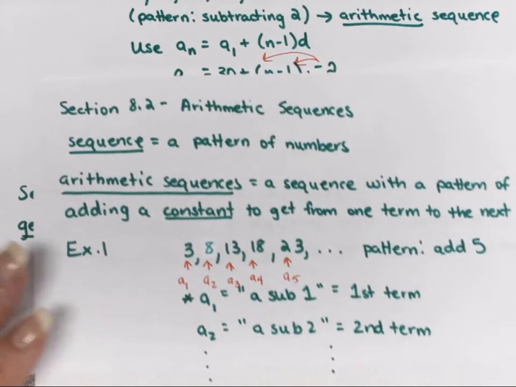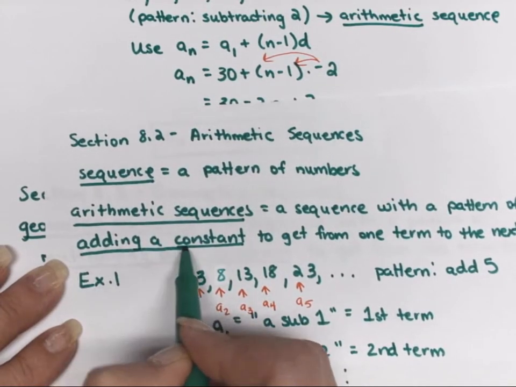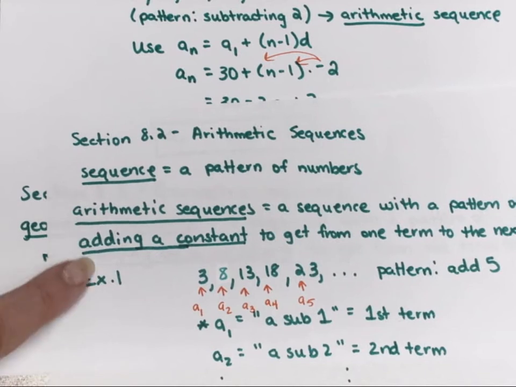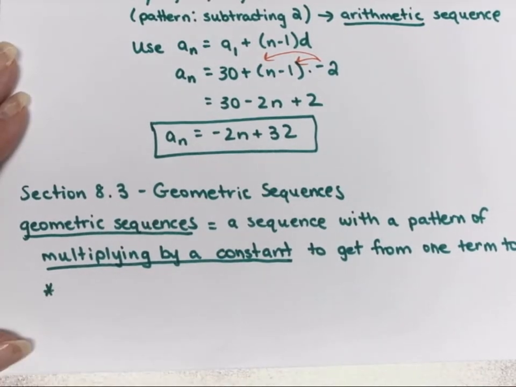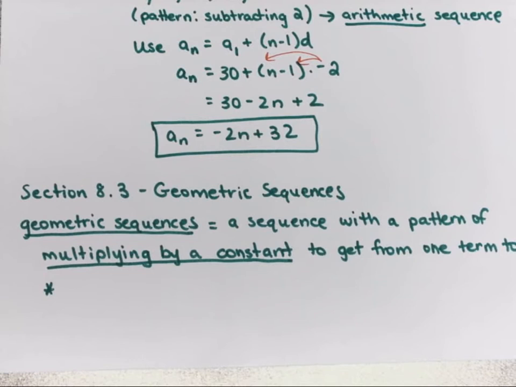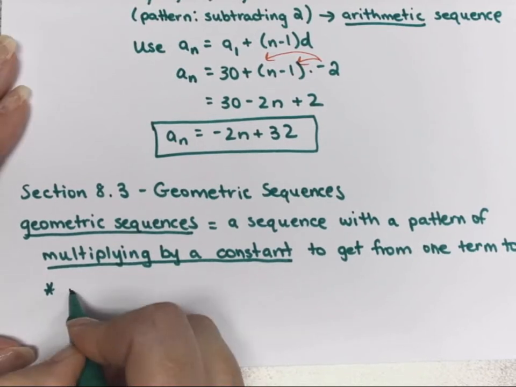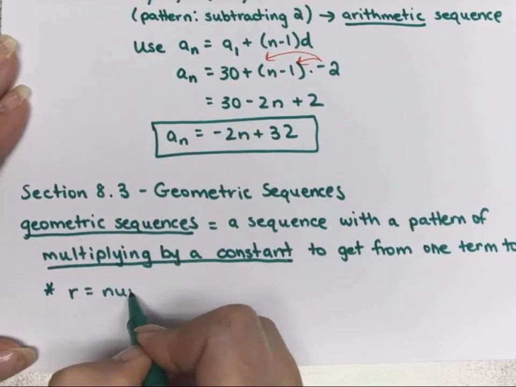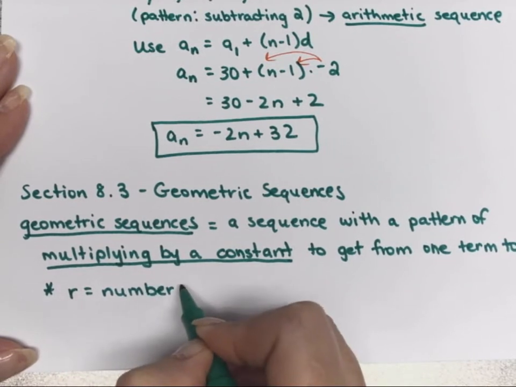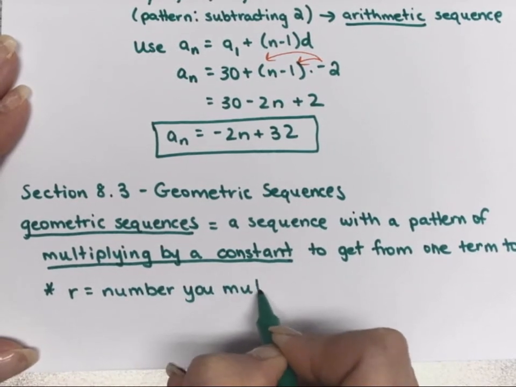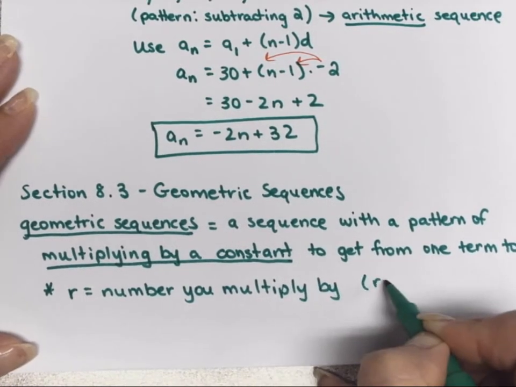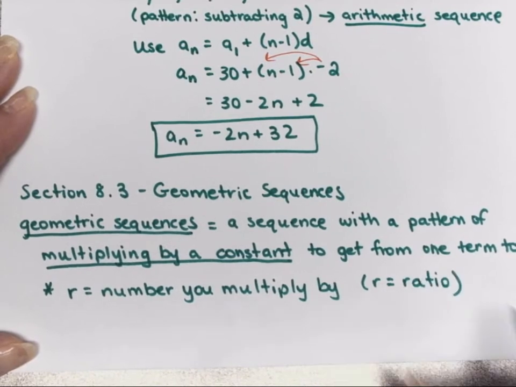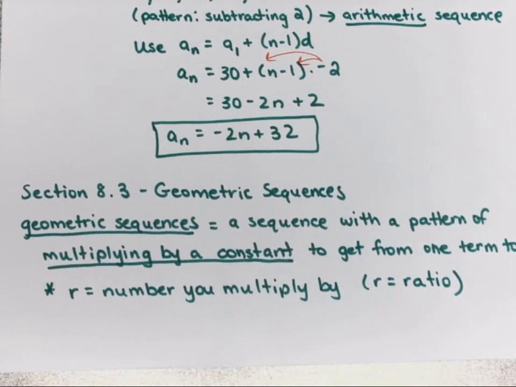So maybe let's flip your notes back. Maybe here we'll just underline adding a constant. Okay, that's the only difference between what we talked about back here, right? Arithmetic sequences, we're adding a constant, and here we're doing what? We're multiplying by a constant. So the a sub 1, a sub 2 thing, that stays. Okay, but this time instead of d, we use the letter r. And this is the number you're multiplying by. R stands for ratio, whereas d stood for difference.